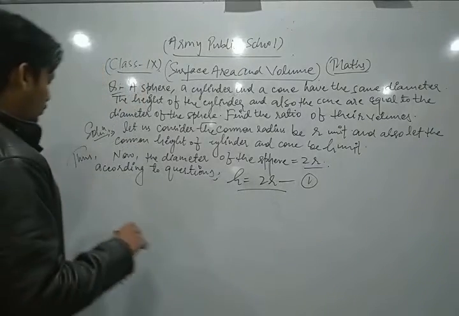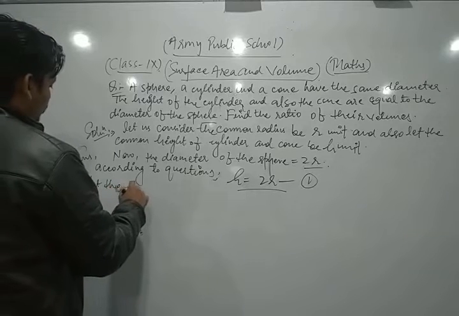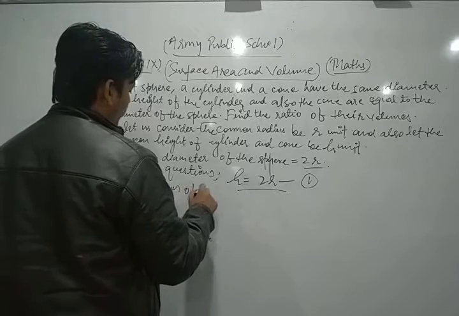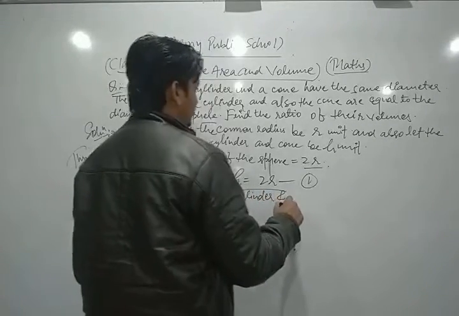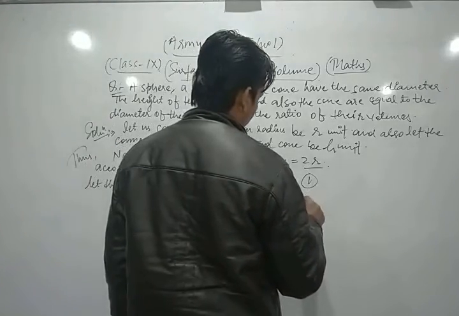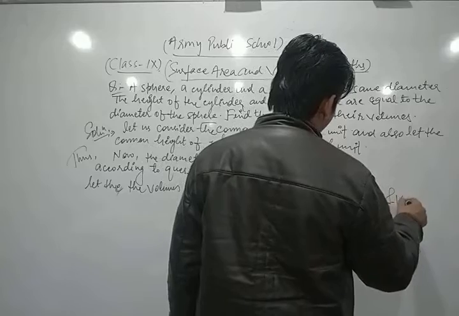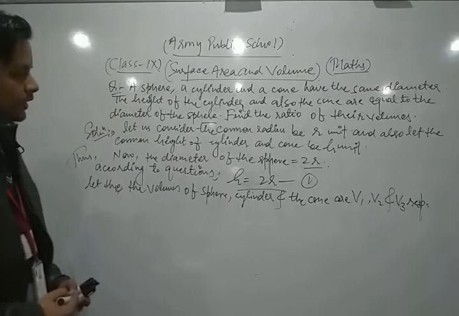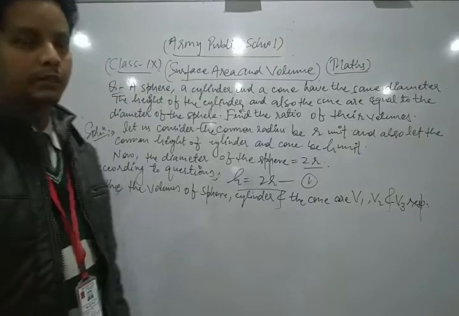So let us take their volumes. Let the volumes of the sphere, cylinder and the cone be V1, V2 and V3 respectively.